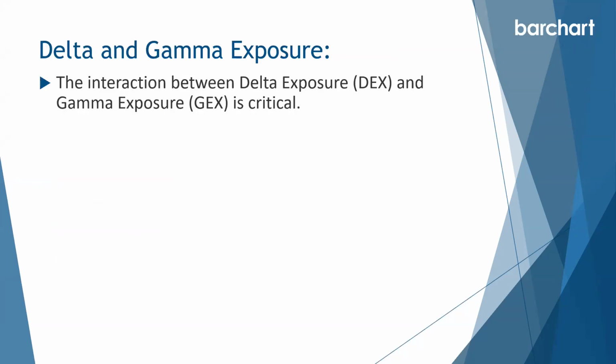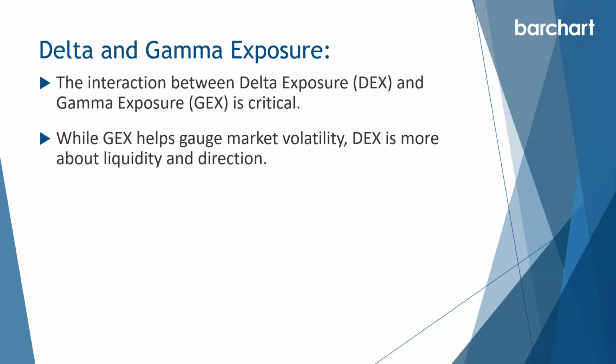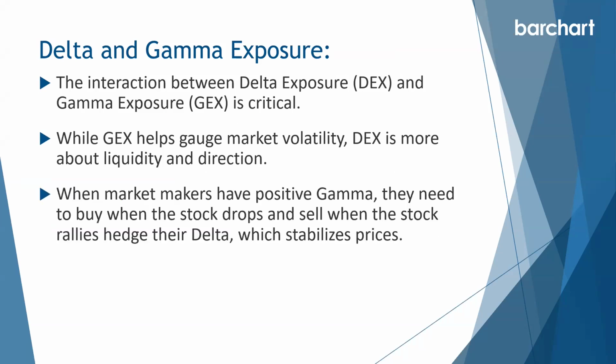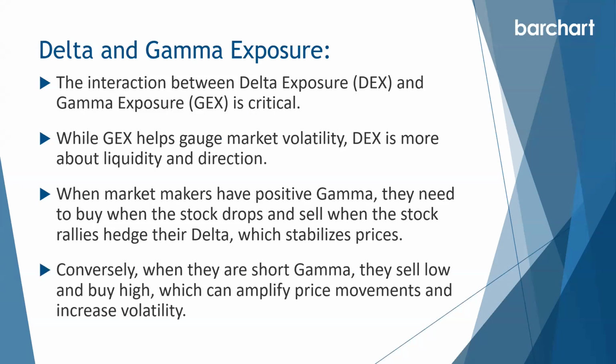The interaction between delta exposure, sometimes called DEX, and gamma exposure, called GEX, is critical. While GEX helps gauge market volatility, DEX is more about liquidity and direction. When market makers have positive gamma, they need to buy when the stock drops and sell when the stock rallies to hedge their delta, which stabilizes the price. Conversely, when they are short gamma, they sell low and buy high, which can amplify price movements and increase volatility.